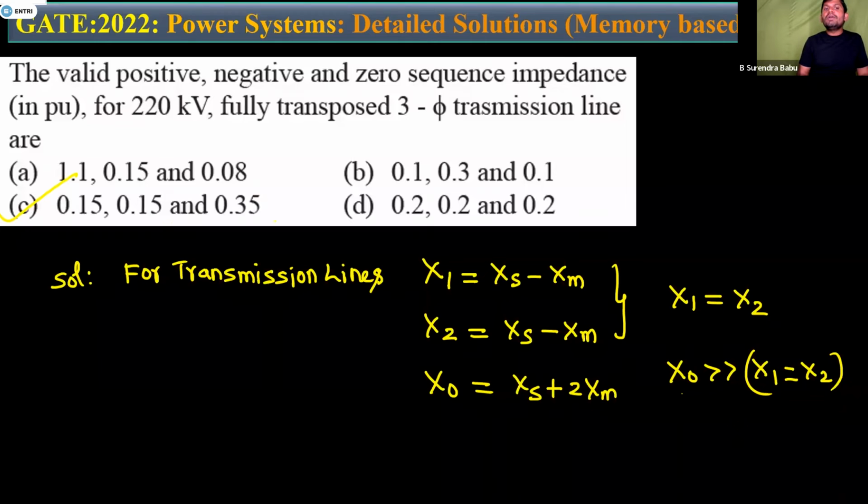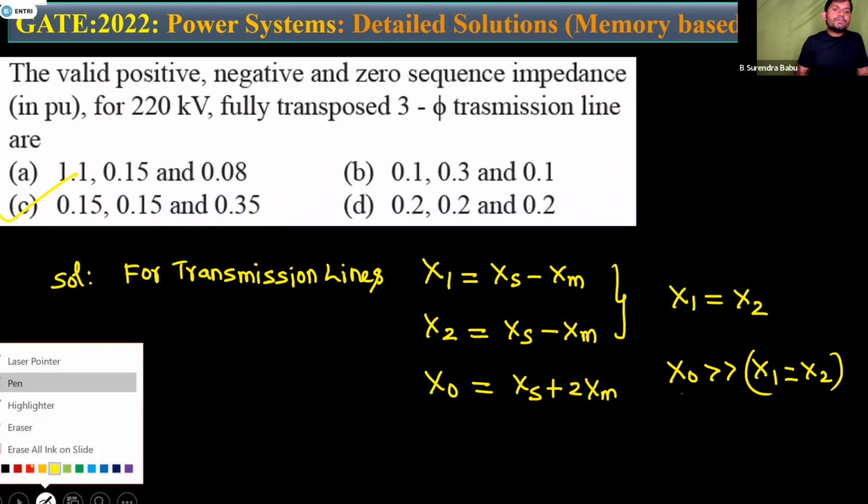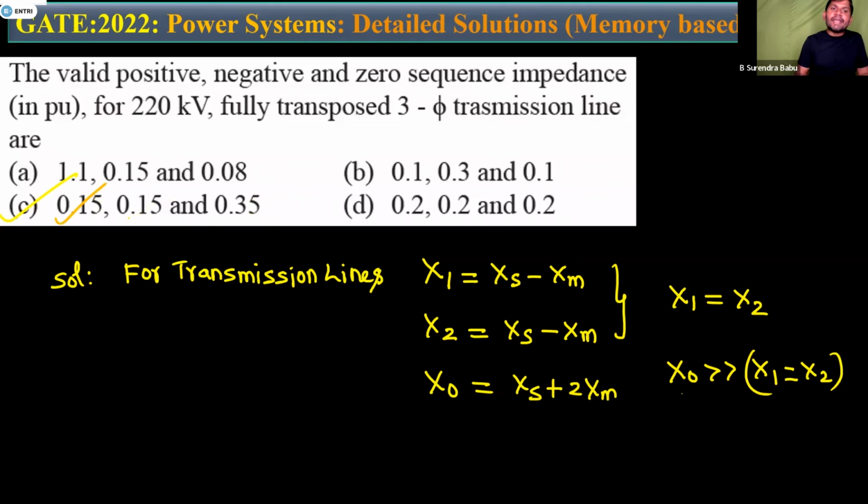0.15, 0.15 and 0.35. This is the positive sequence reactance, yes friends, and this is the negative sequence reactance and this is the zero sequence reactance. The positive sequence reactance and negative sequence reactance are equal, and as compared to these two reactances, the zero sequence reactance is greater. That's why option C is satisfied. It's a very simple question.